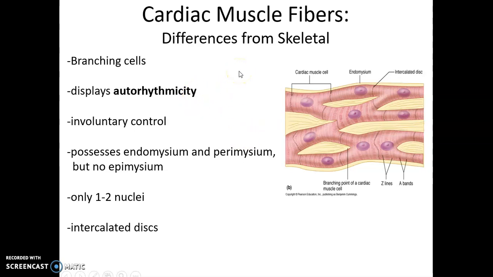They display autorhythmicity, aka they're involuntary. They contract without a signal from the brain. They're involuntarily controlled. We don't have to think about making the heart beat. They possess endomysium and perimysium, but no epimysium. So they've got tissue around the cells and around the fascicles, not around the heart itself. Again, 1 to 2 nuclei per cell, intercalated discs.